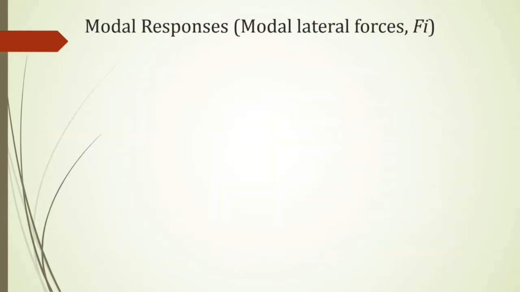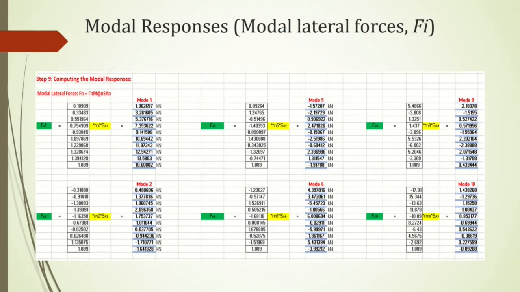Next, guys, is the modal responses, literally the modal lateral forces Fi. Now, to solve the modal lateral forces, we need this formula: Fn is equal to Rn times M times Vn times Sa. Rn is the participation factor which we solved earlier. M is the mass of the building, the 10-story building. Vn are the eigenvalues. Sa are the spectral accelerations.